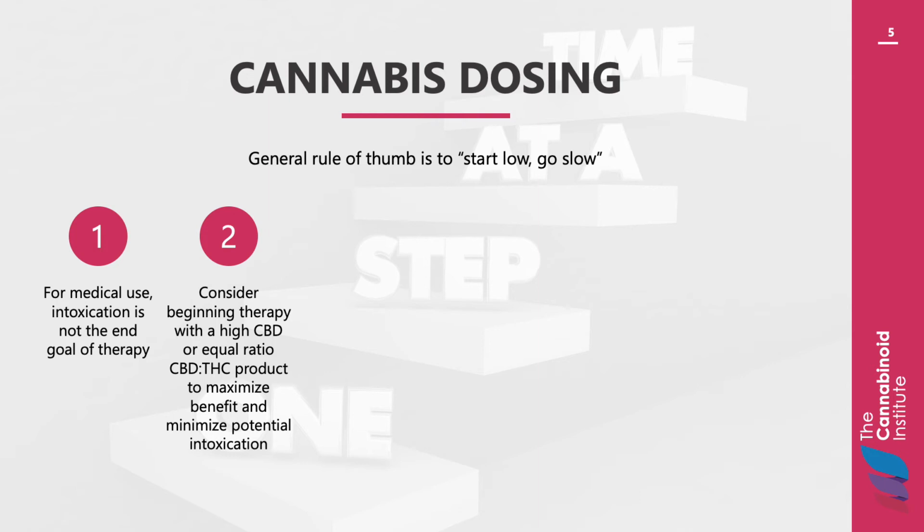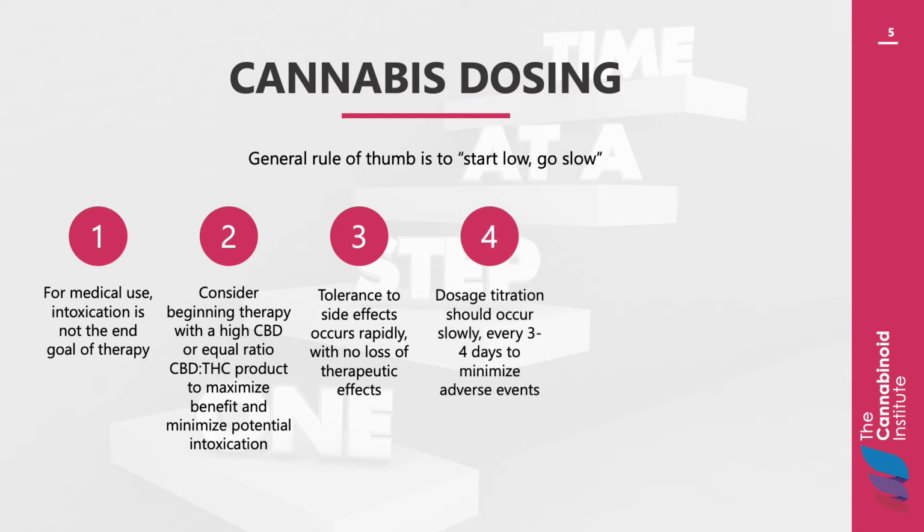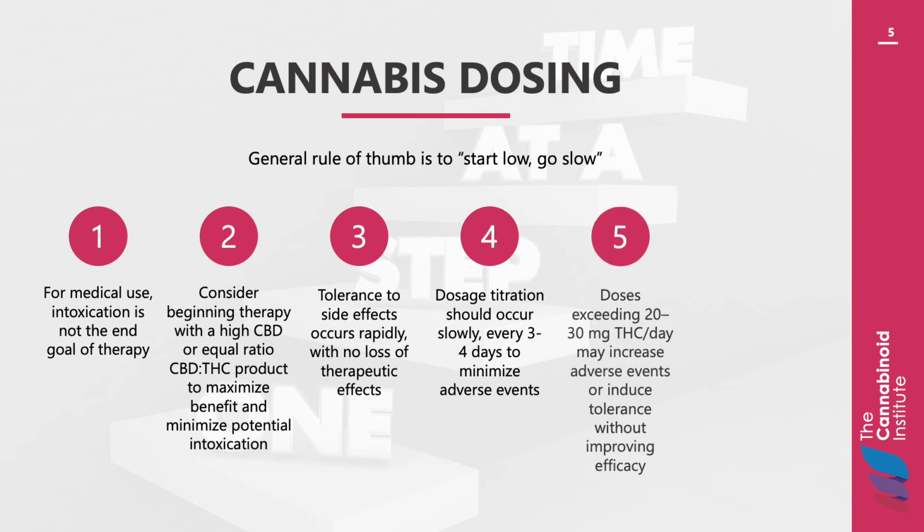Consider beginning therapy with a high CBD or equal ratio CBD to THC product to maximize benefit and minimize potential intoxication. The tolerance to cannabis side effects occurs rapidly with no loss of therapeutic effects. Dosing titration should occur slowly, increasing the dose every 3 to 4 days in order to minimize adverse events. Doses exceeding 20 to 30 milligrams of THC per day may increase adverse events or induce tolerance without any improvement in efficacy and should be discouraged.